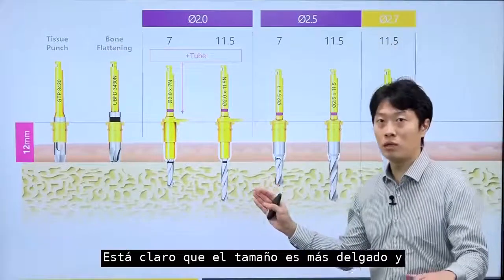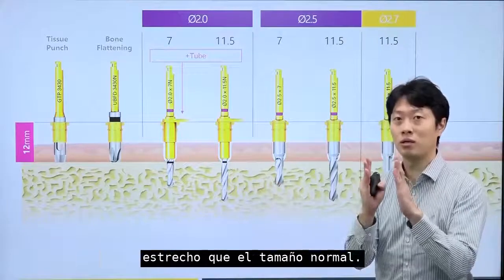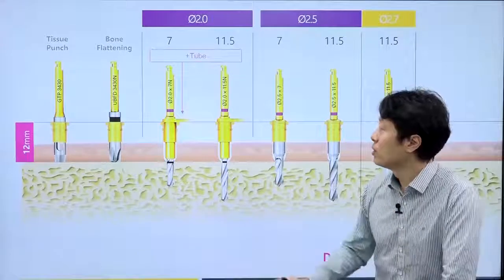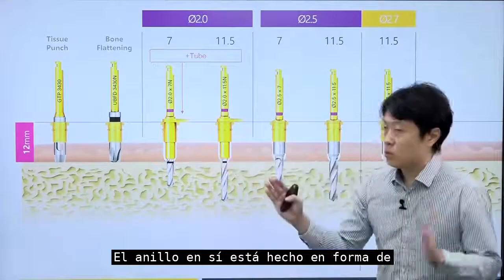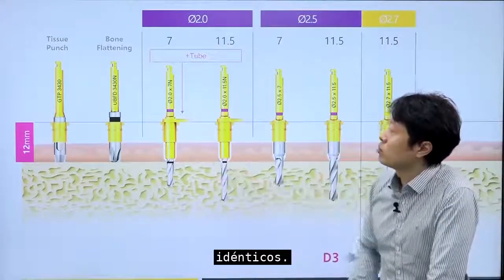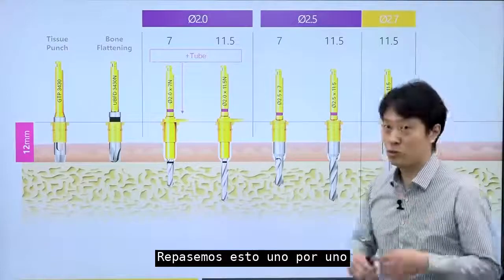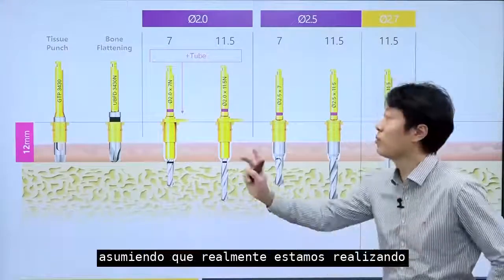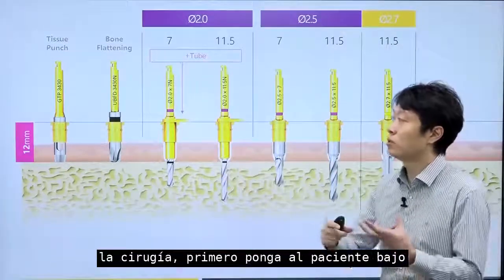It's clear that the size is slimmer and narrower than the regular size. The metal sleeve itself is made in a narrow shape. Procedures other than that are almost identical. Let's go through this one by one, assuming that we are actually performing the surgery.